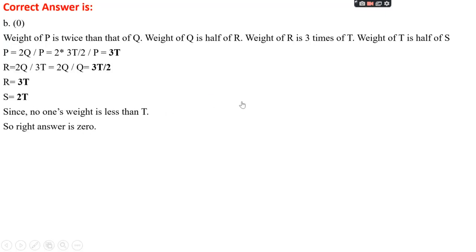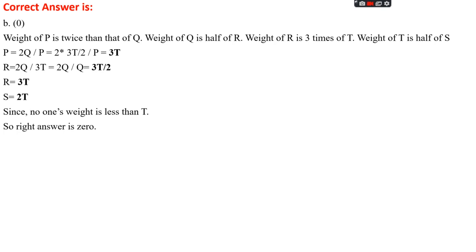Let's see the conditions. Weight of P is twice that of Q, so first condition, P is equal to 2Q. Second, weight of Q is half of R, so Q is half of R. Third, weight of R is 3 times of T, so R is 3T. Weight of T is half of S, so S is equal to 2T. If we compare everything with T, we find that the weight of P is 3T. Weight of R is also 3T, by 2, which means 1.5T.